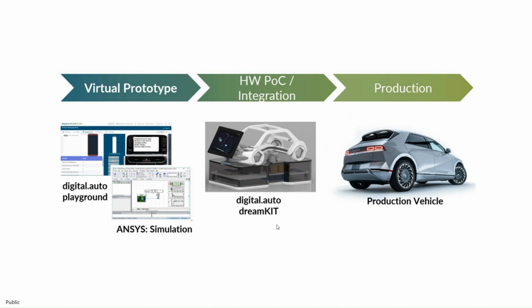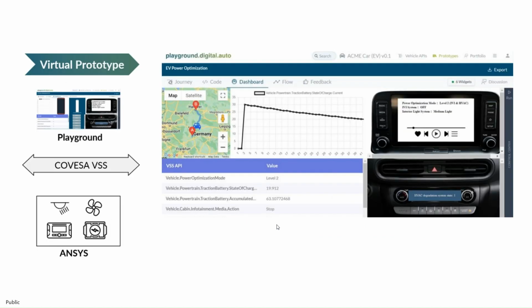Here they have broken down the entire development cycle into three phases. One is virtual prototyping, the second is hardware integration, and the third is production. Here we will go to the first part, which is virtual prototype. In virtual prototype, it is subcategorized into two more parts. The first part is playground by Digital Auto, and the second one is simulation on ANSYS.